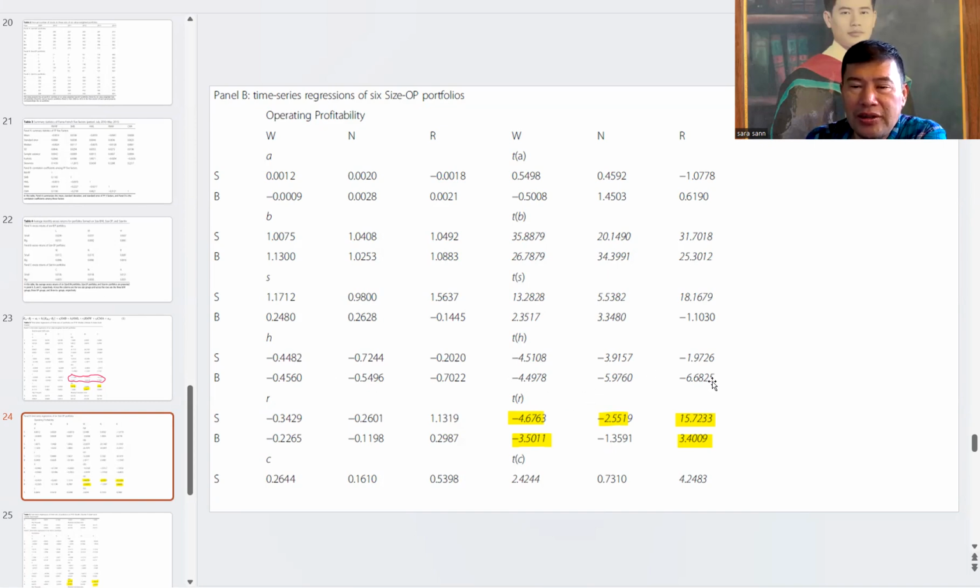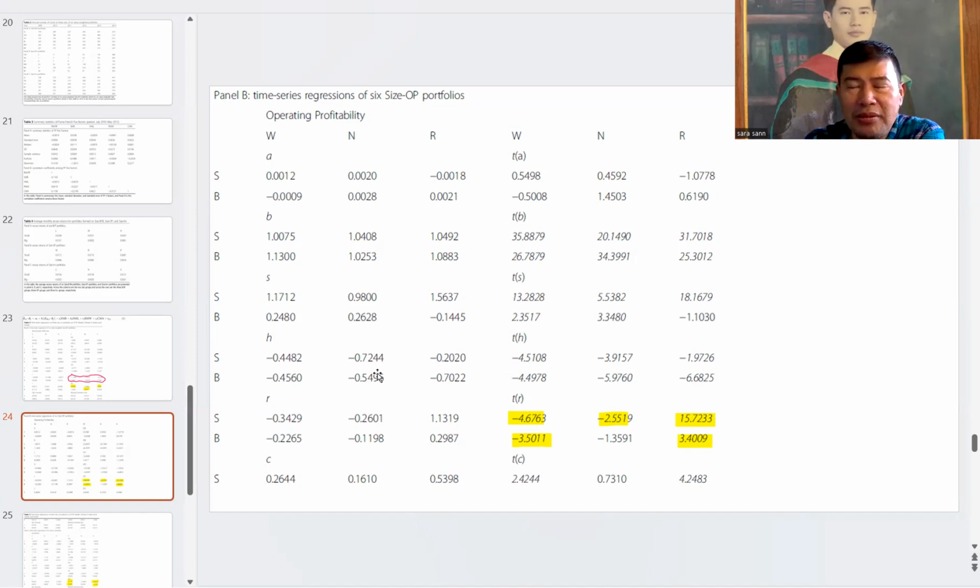Okay, now take a look at the right side. At the right side, except this one, all absolute values are greater than 2. So select from around here, you pick up which one is the best. All negative sign. The negative sign, what does it mean? It means when the book to market ratio goes up, the excess return on investment goes down. So is it a good sign?